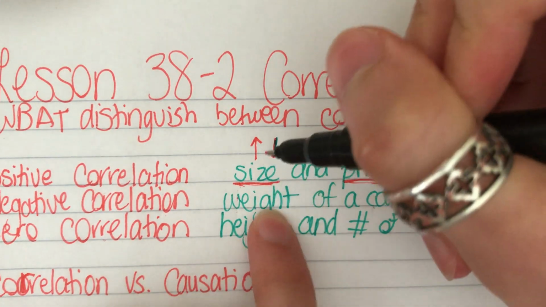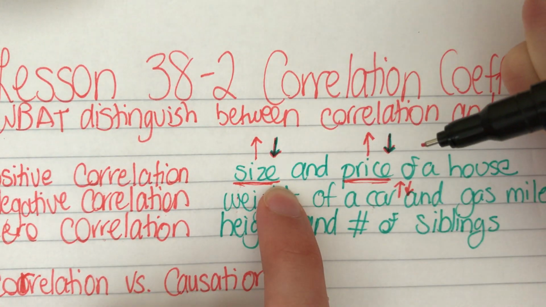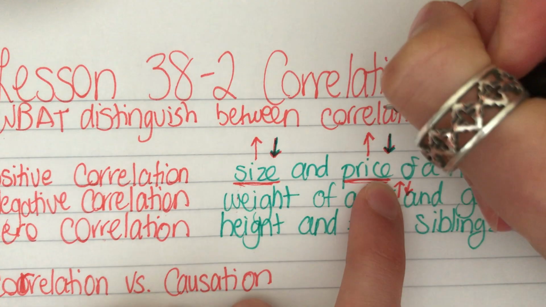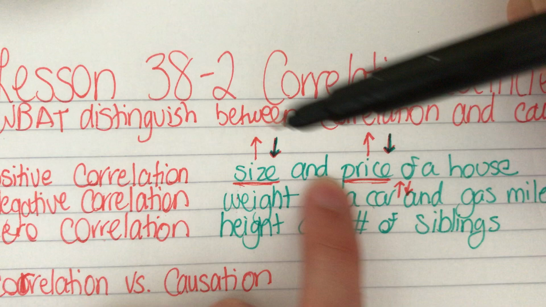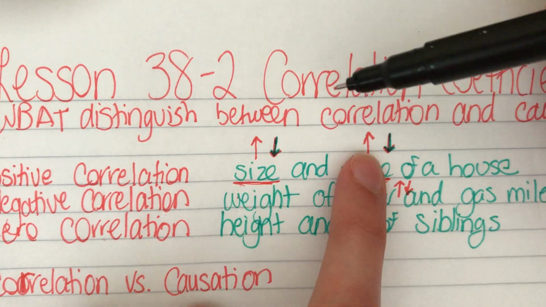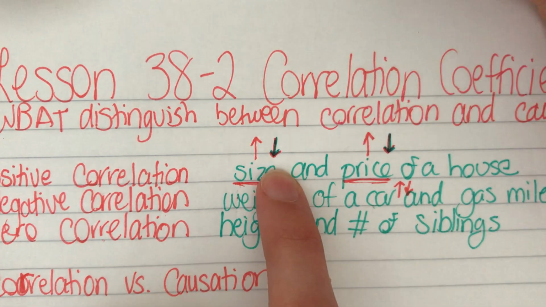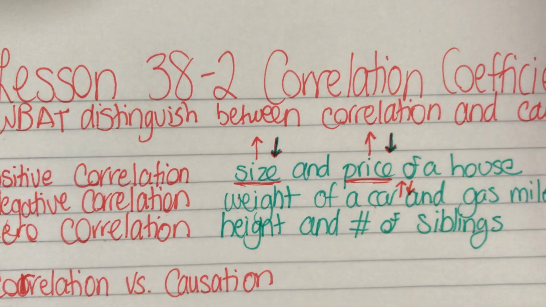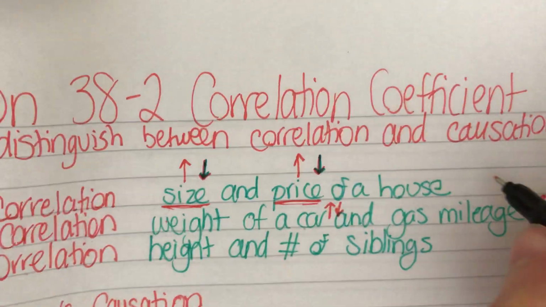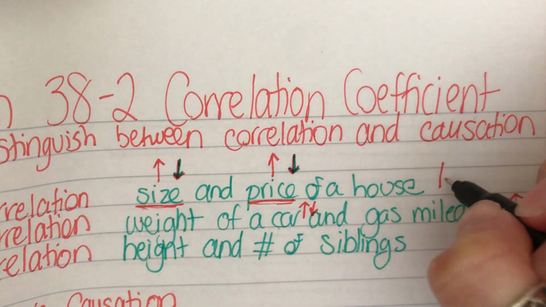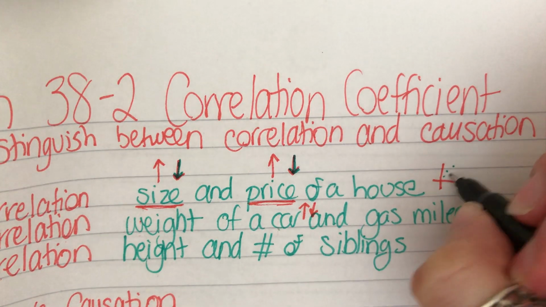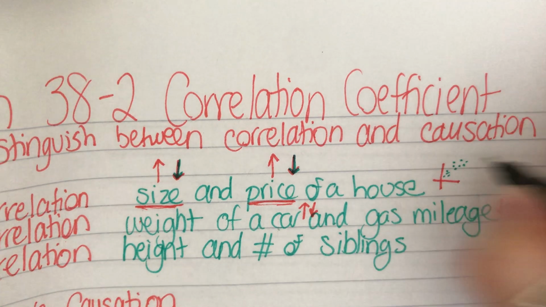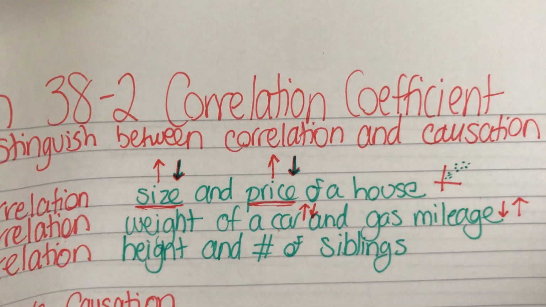And in the green, I'm showing, what if the size goes down? If the size of the house is smaller, generally speaking, the price will also go down. It'll be cheaper. So basically you can see that if one goes up, the other goes up, and if one goes down, the other goes down. And again, when we saw this on a graph, the points that we were plotting looked something along these lines. There's generally a positive slope there.